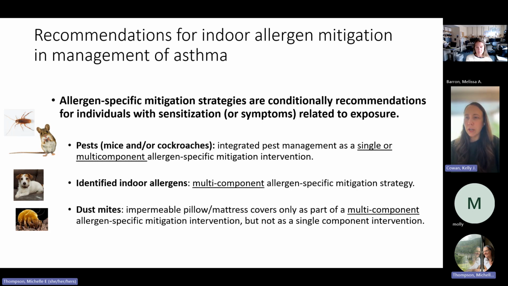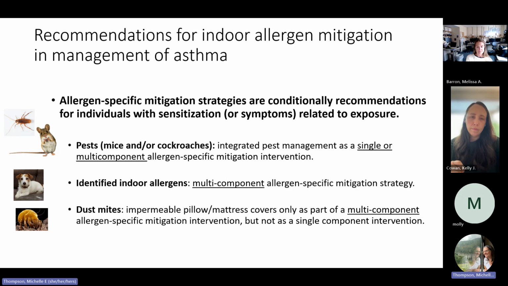For pests, so mice or cockroaches, integrated pest management can be a single intervention. That can be pretty effective even on its own, or it can be part of a multi-component intervention. That's basically the only thing that really responds to a single intervention, but that's a pretty big undertaking sometimes. Other identified indoor allergens tend to need a multi-component allergen-specific strategy. An example of this is dust mites. We like to do the pillow and mattress covers. People like those. They're really effective only as part of a multi-component strategy and not really as effective on their own, unfortunately.